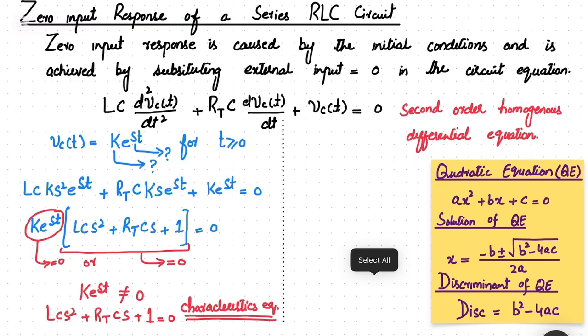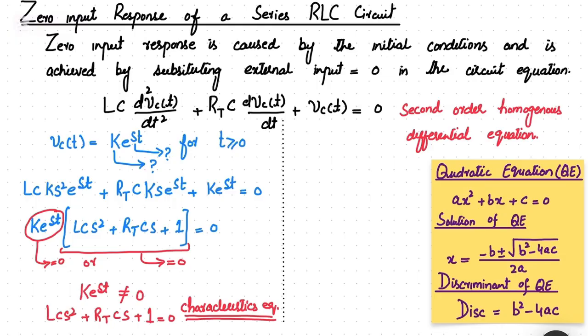This characteristic equation involves the second power, s raised to power 2, here we have s raised to power 1 and here we have s raised to power 0. Therefore, we can say that this equation is a quadratic equation, because a quadratic equation can be written in the form of ax square plus bx plus c equal to 0. This is the general form of a quadratic equation, and we know that the solution of a quadratic equation can be calculated as minus b plus minus under root b square minus 4ac over 2a.